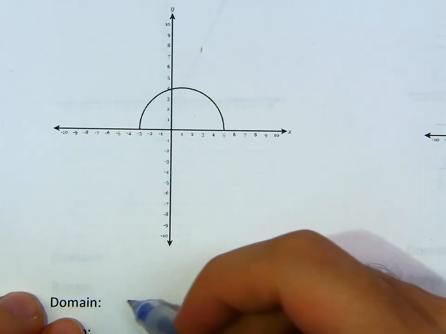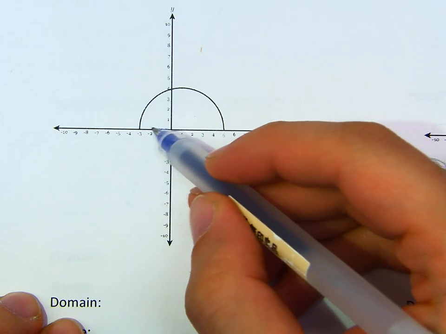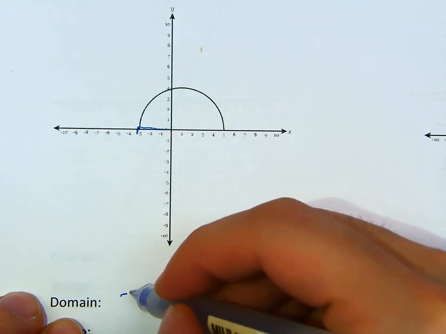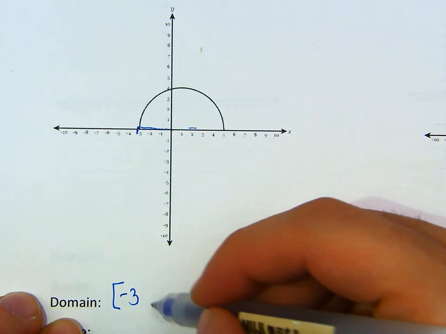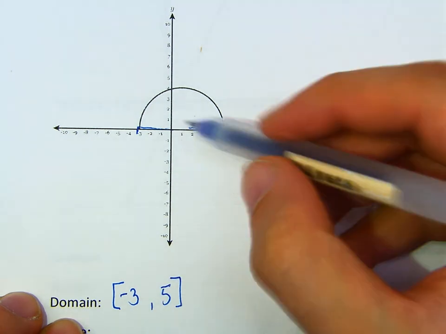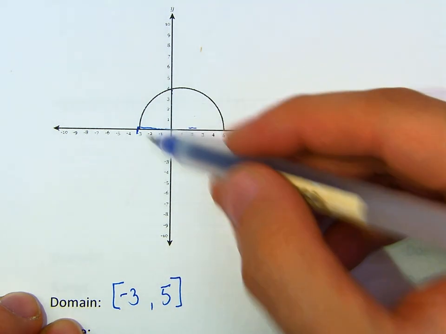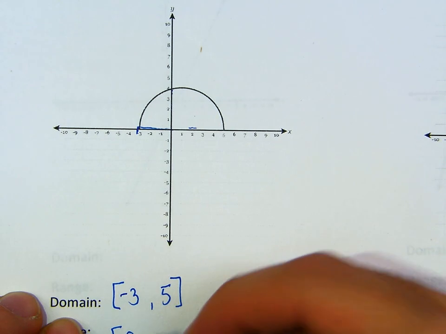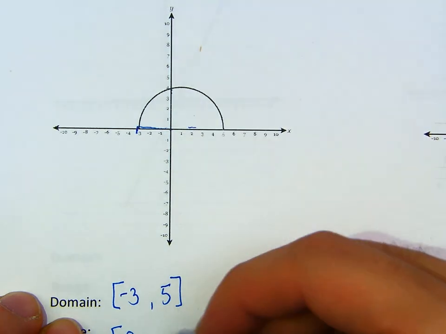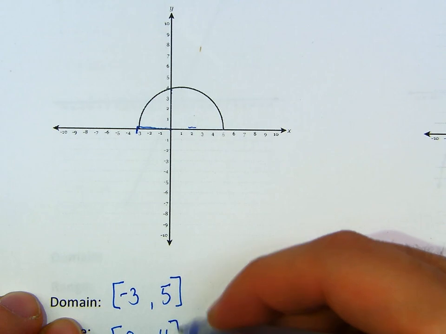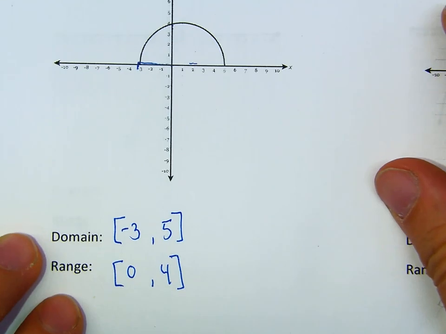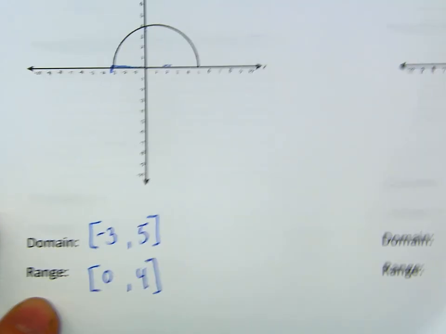So here, how far left can you go? You could go to -3. How far right can you go? You could go to 5. How far low can you go? You could go to 0. And how high can you go? It's 4. And that's it for this one. Okay, what about this one?